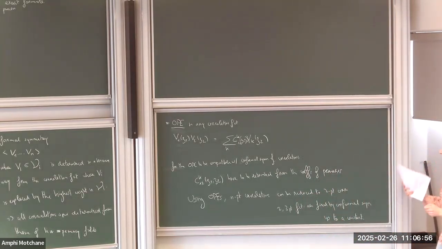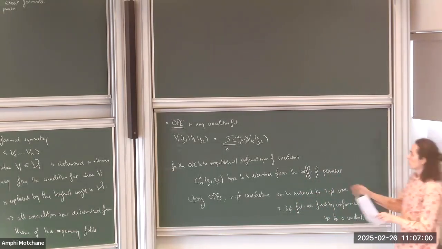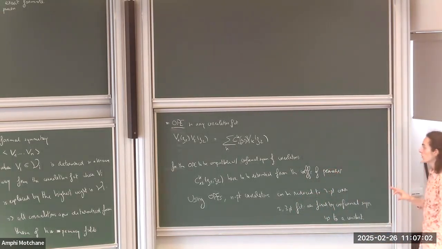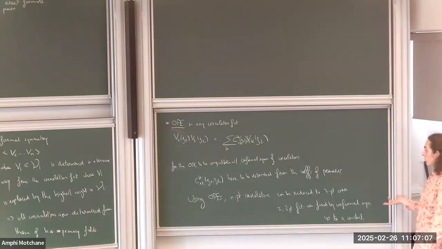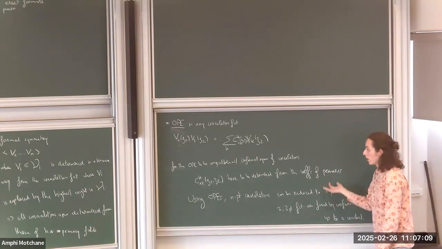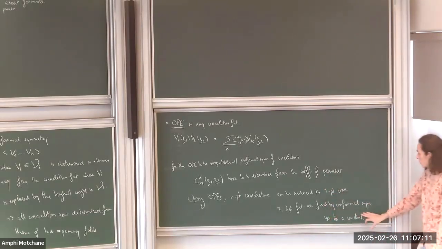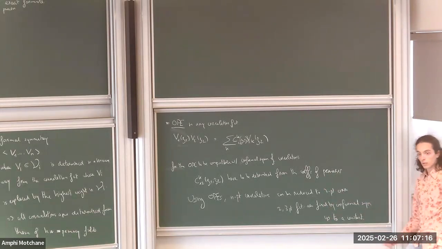Right, so I hope you are still with me. We have to compute all correlation functions. Because of OPEs, we can reduce this problem to computing 2 and 3-point functions. These are very constrained by conformal symmetry. They are just determined up to a constant, and so our whole problem is to compute this constant.